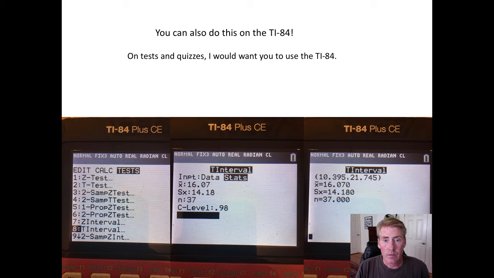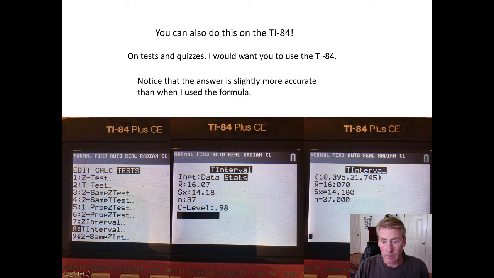Now, the calculator is actually a little more accurate. These numbers in here are a little more accurate because it finds the exact critical value accurate out to 13 decimal places. So not only is using the TI-84 easier and more fun, it's also more accurate.